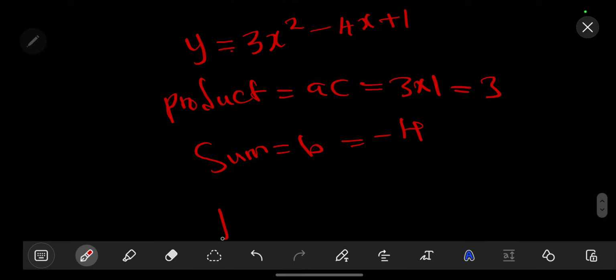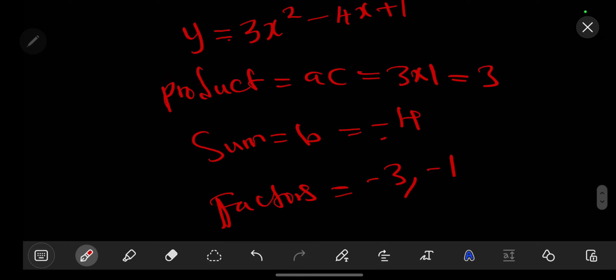Then we have our factors. Under factors, we are going to be having 2 numbers which, when I add them, are going to give me negative 4, and when I multiply them, are going to give me 3. Our numbers will be equal to negative 3 and negative 1, like that.